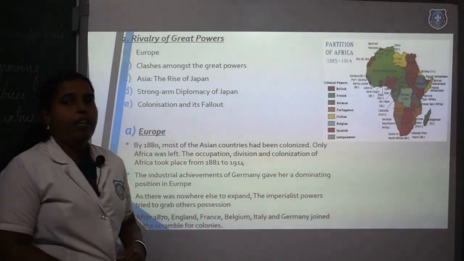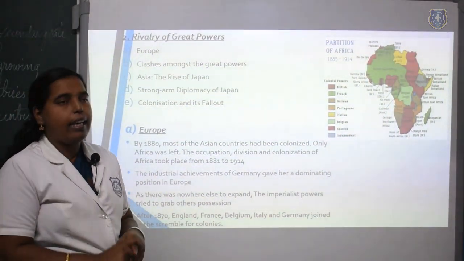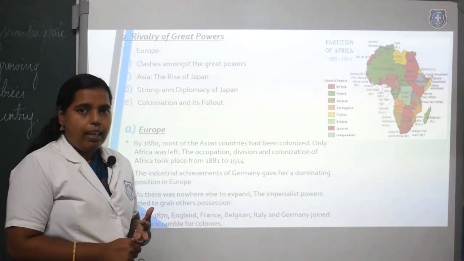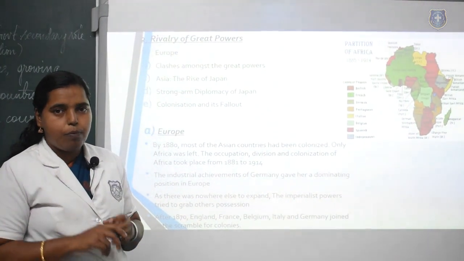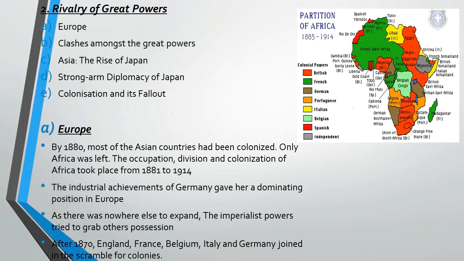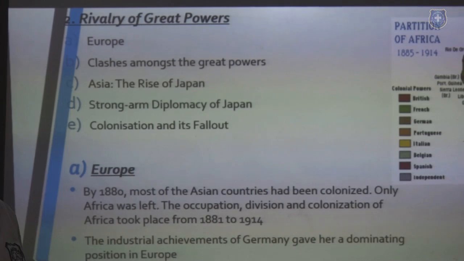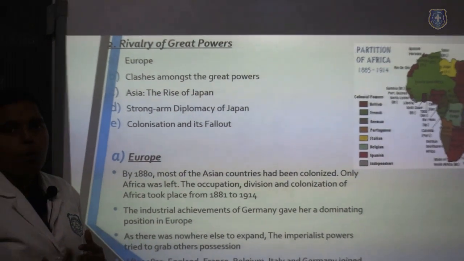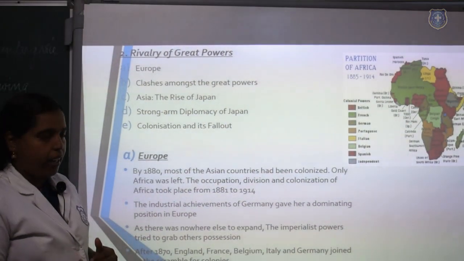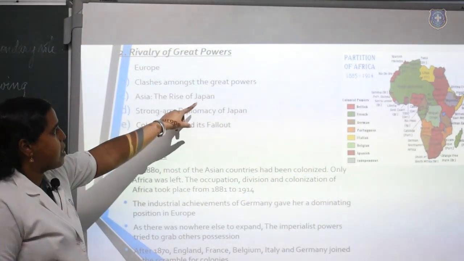You all know there are many great powerful countries, like England, then USA, Germany, and Japan was also a powerful country in that World War period. And in Europe, Russia was a great power. So Europe was a great thing. That led to clashes amongst the great powers to show who is more powerful, who is more dominant, who has more ability to control other countries.